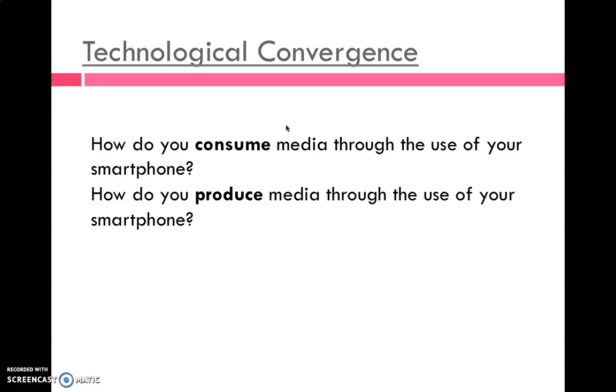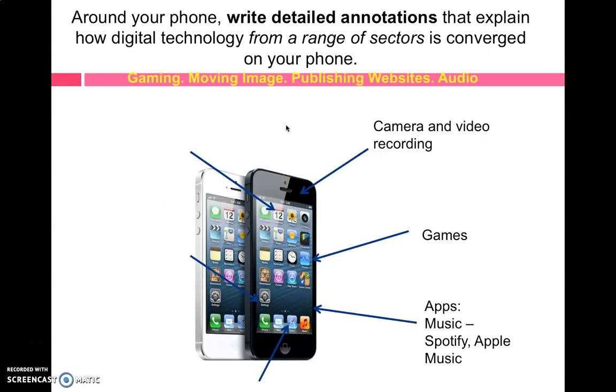Whereas the second one is asking you, how do you make media through your smartphone? So obviously in the first instance, it's about watching things, listening to things, playing games, etc. And the second one is more about the media you produce to put on things like Instagram, Snapchat, and other social mediums. Okay, so please write a response to those two questions on there.